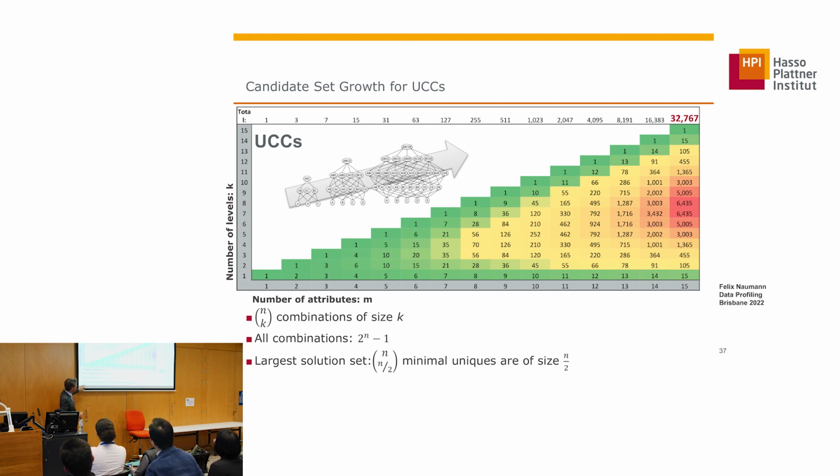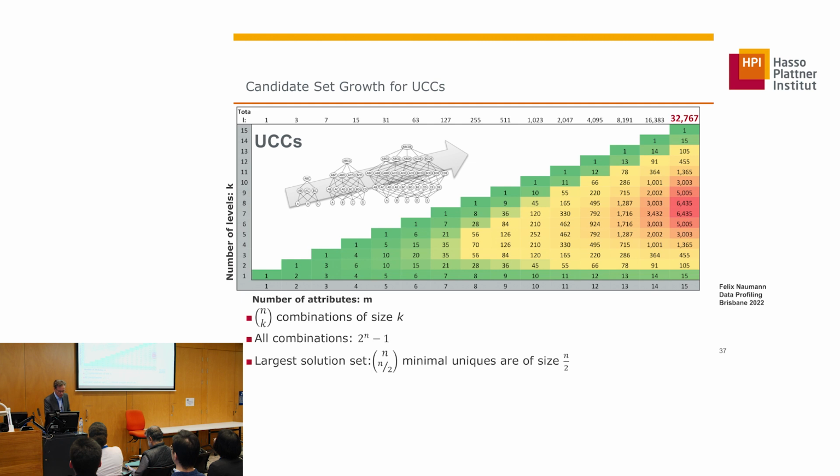The largest size, again, as I said earlier, is kind of in the middle. If the minimal uniques cover exactly half of your columns, then this is the potential number of minimal uniques. So your result size is already potentially exponential. Typically, of course, it's not, but it can be. So, in a sense, you can see how difficult it is to find. Okay, so how do you go about this?